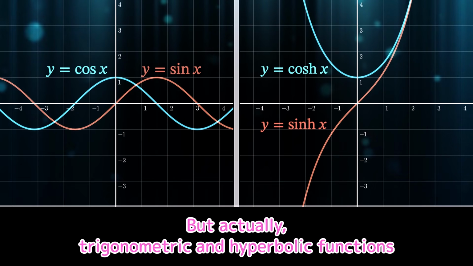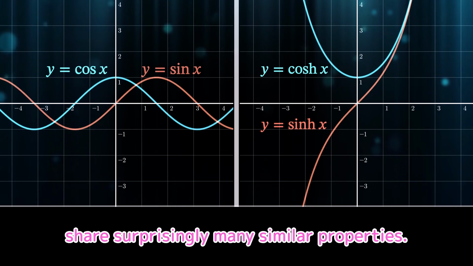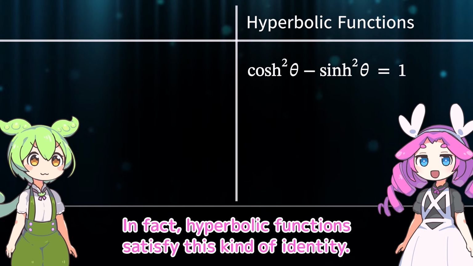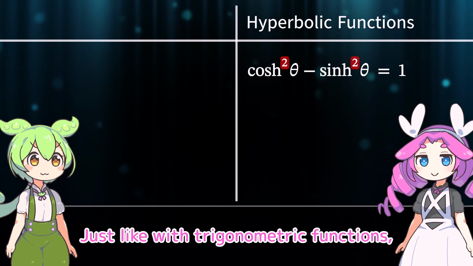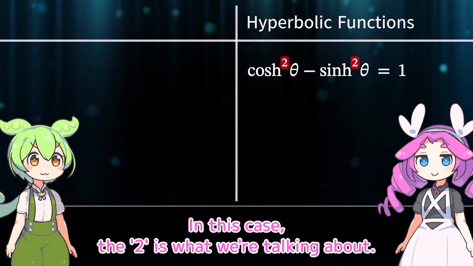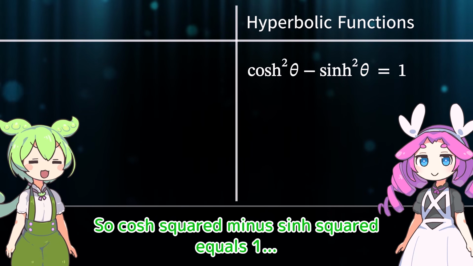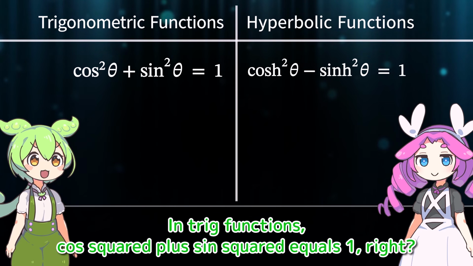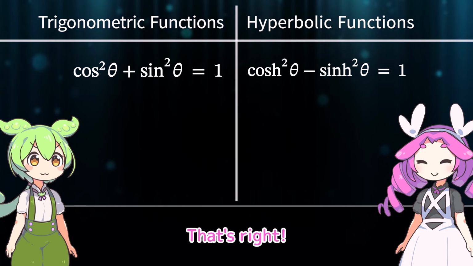But actually, trigonometric and hyperbolic functions share surprisingly many similar properties. Here's one such example. In fact, hyperbolic functions satisfy this kind of identity. Just like with trigonometric functions, it's standard to write the exponent at the top right of the function name, so be careful. In this case, the 2 is what we're talking about. Oh, so that's what it means. So hyperbolic cosine squared minus hyperbolic sine squared equals 1. I feel like I've seen a similar formula before. In trig functions, cosine squared plus sine squared equals 1, right? That's right.